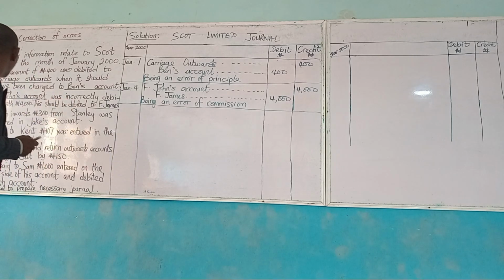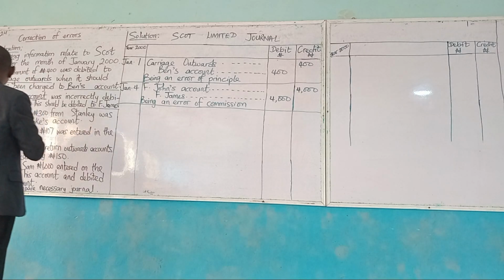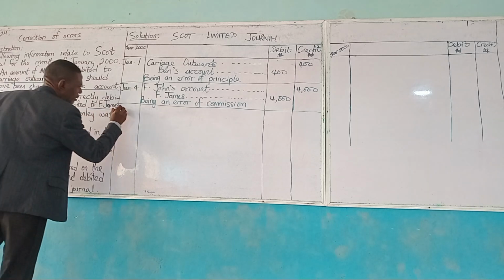So let's go to January 6th. The transaction that occurred on January 6th. It says January 6th.